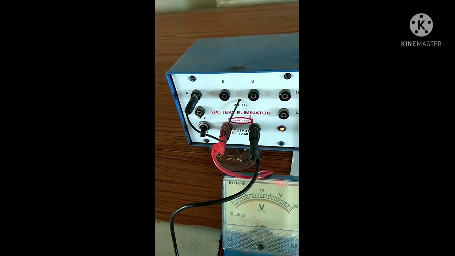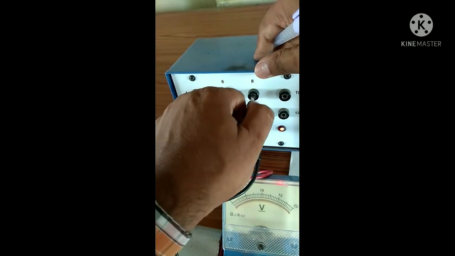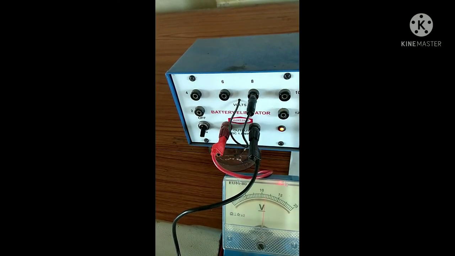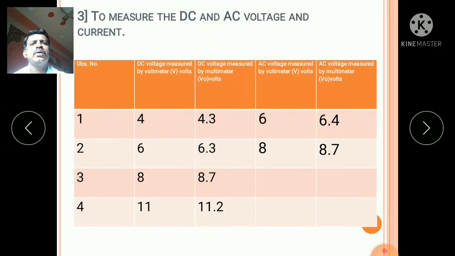Next value should be 6, next value 7.8, and for the next voltage it is near about 11. This is by voltmeter reading, and this is by multimeter. So we measure DC voltage: by voltmeter 4, 6, 8, 11, and by multimeter we can exactly measure the voltage, that is 4.3, 6.3, 8.7 and 11.2.